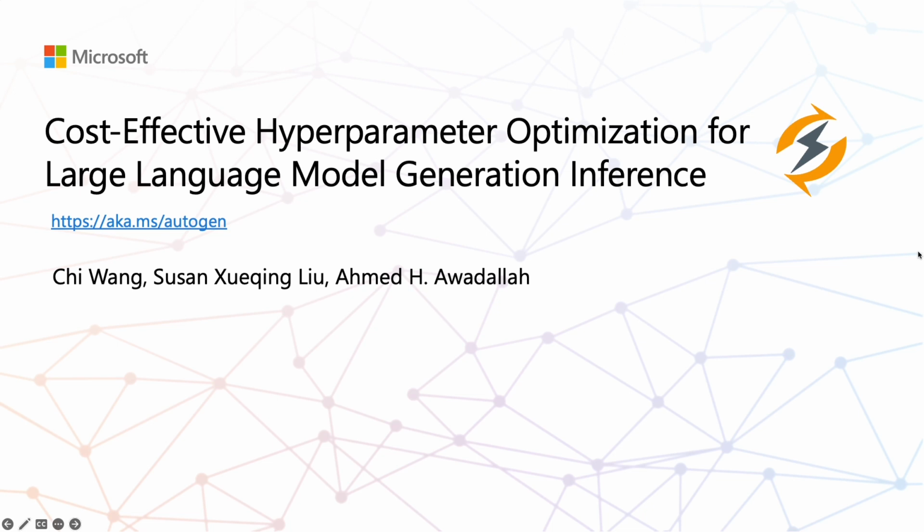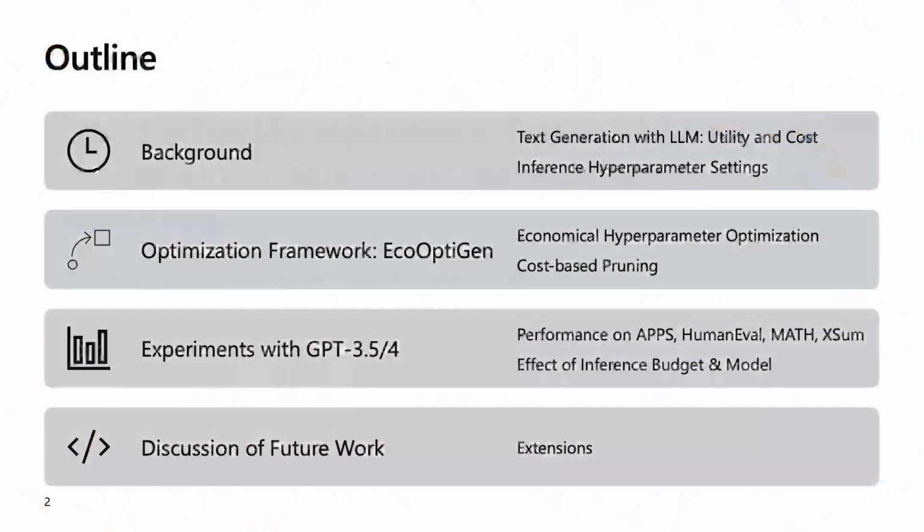I'm going to talk about text generation with large language models and how we can optimize the inference hyperparameters for both utility and cost. My name is Susan Liu from Stevens Institute of Technology. This work is done by Wang, myself, and Ahmed Awadallah. It's a first study of inference hyperparameter optimization for LLM.